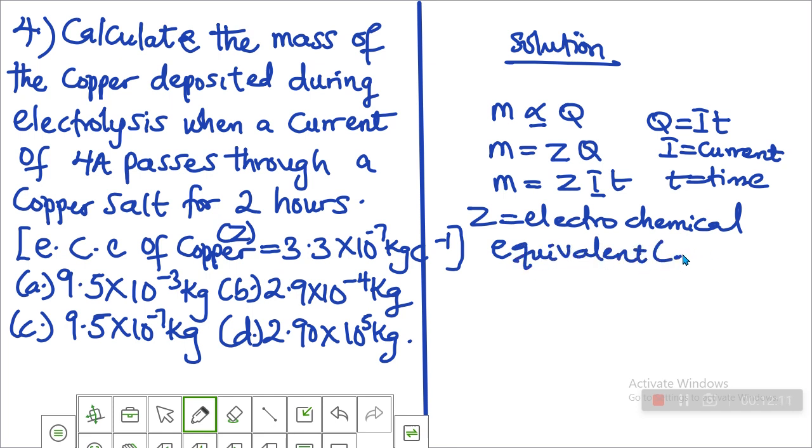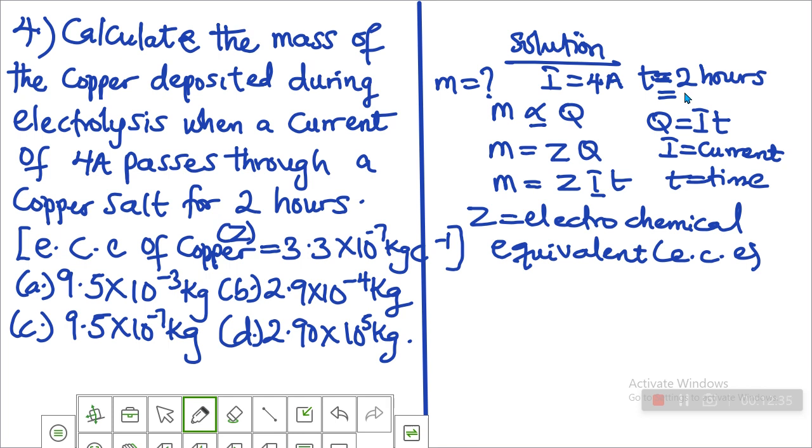That is the ECE. Now, if you look at the question, they asked us to find the mass. They said when the electrolysis, a current of 4 ampere, so they're giving us a current of 4 ampere. They now give us a time of 2 hours. And you know that hours is not the SI unit for time.